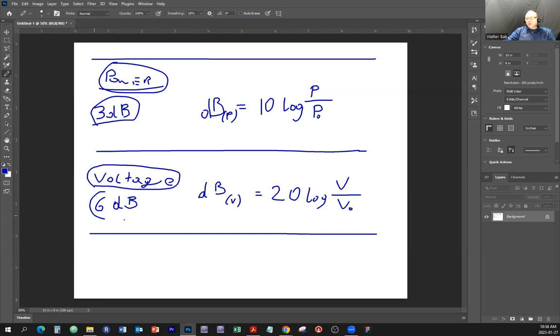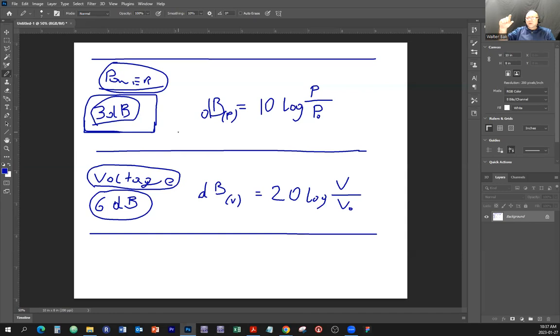Right? So if you are going to double the voltage, you're going to raise it 6 decibels. If you want to cut the voltage in half, you're going to lower it by 6 decibels. And here, just as something interesting to know, here's the power and the 3 dB. It actually has to do something with our human ears.